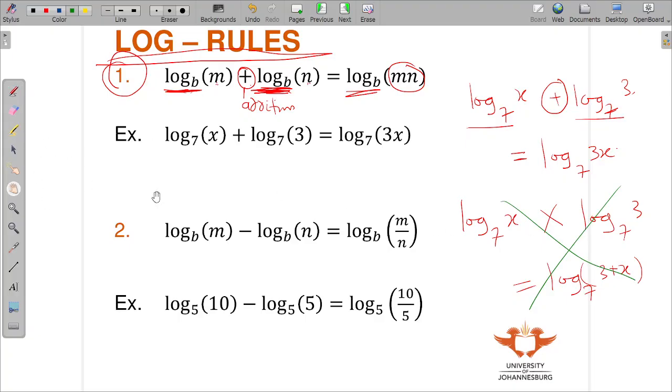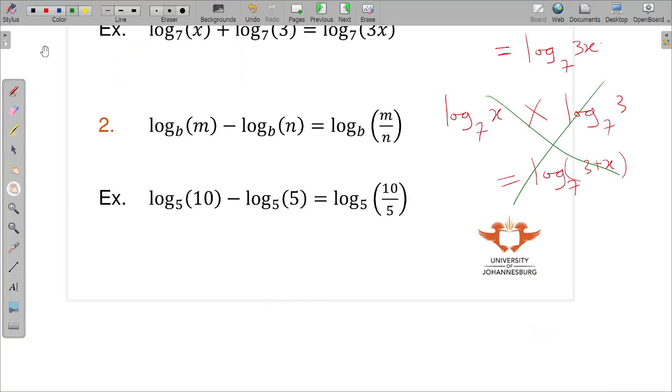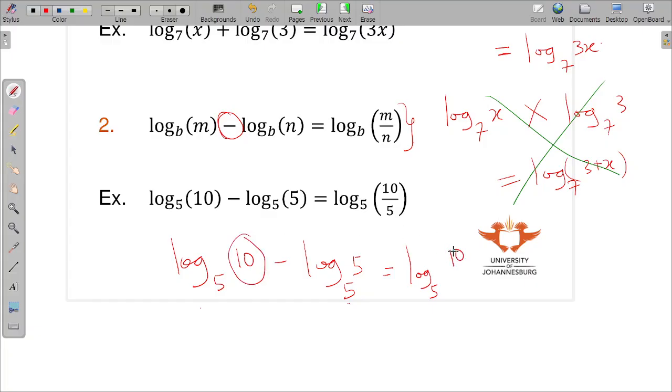Rule number 2: if it is negative in between and not addition, negative will give us division. So if you have log 5 of something minus log 5 of another, the same base, we now have log to base 5 because they are the same base. This one comes first, so that is the one that will be at the numerator, and this one will be at the denominator. So a negative operation between the logs gives us division. Please take note of that.